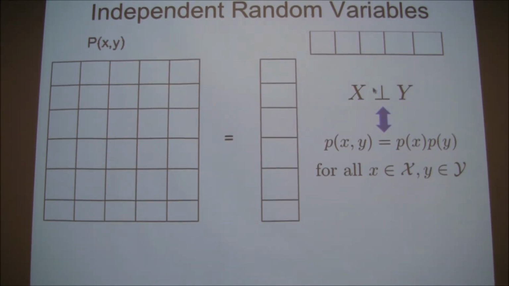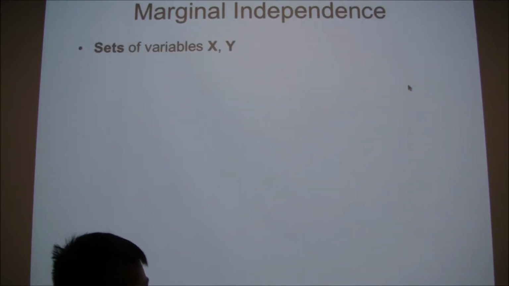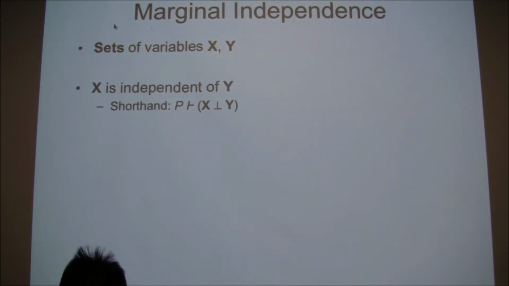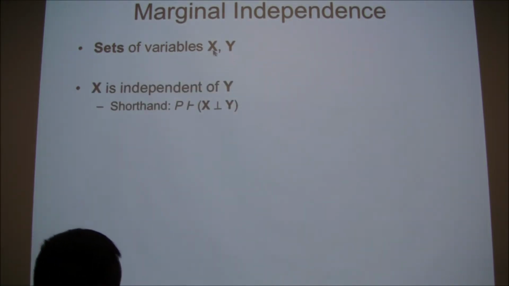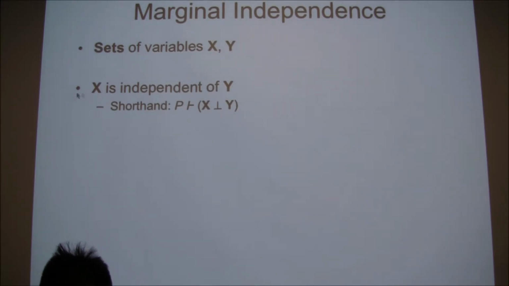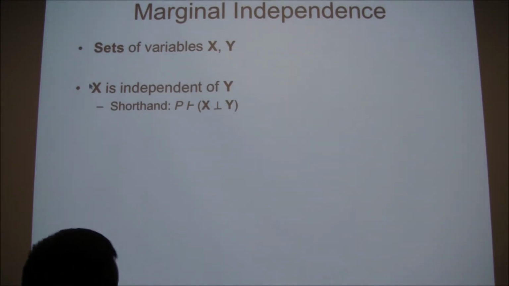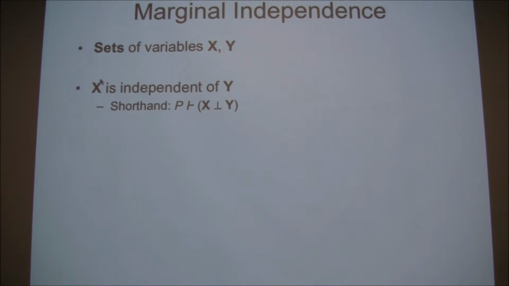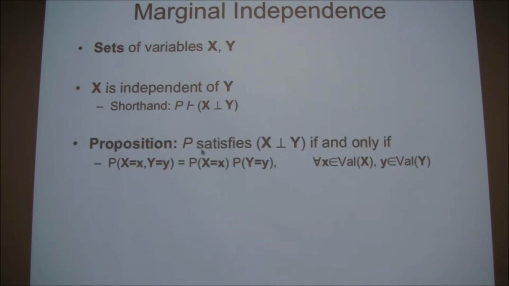As I mentioned, the notation that we follow is x is independent of y. This is formally the notion of marginal independence, in the sense that you can extend this to sets of variables. X can be a set of variables and y can be a set of variables, so you have x1 to xd and y1 to yn. This set is independent of this other set, and that's the shorthand, if this equation is satisfied.